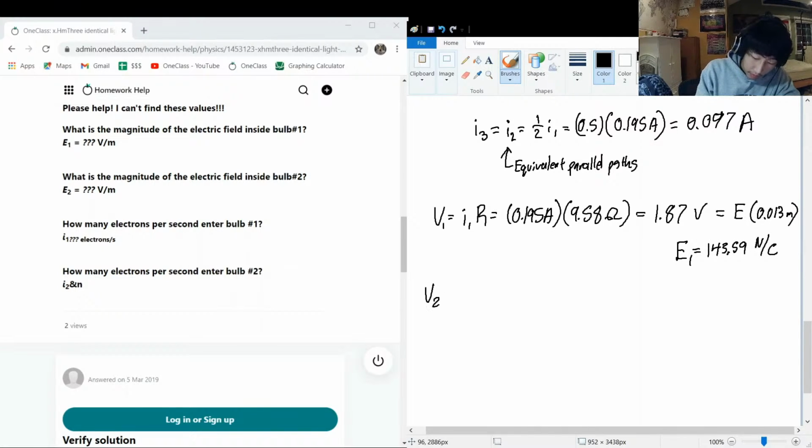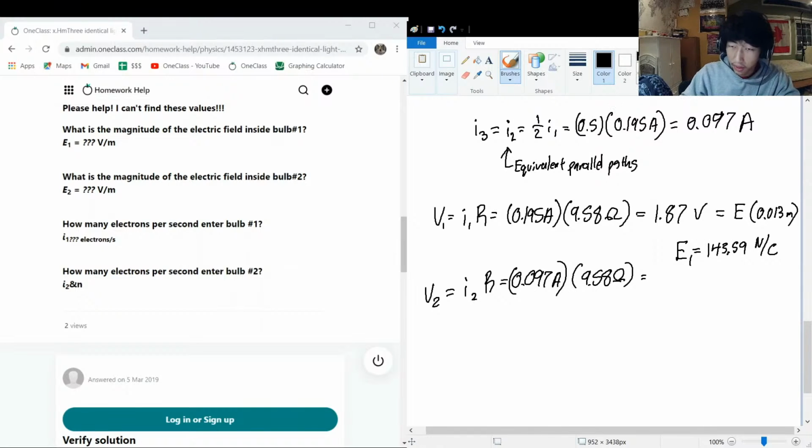And for V2, we're going to do the same thing, except we're going to have a different current value. So I2 for R, so this is going to be 0.097 A multiplied by 9.58 ohms. This is going to be exactly half of the voltage that we had up there.